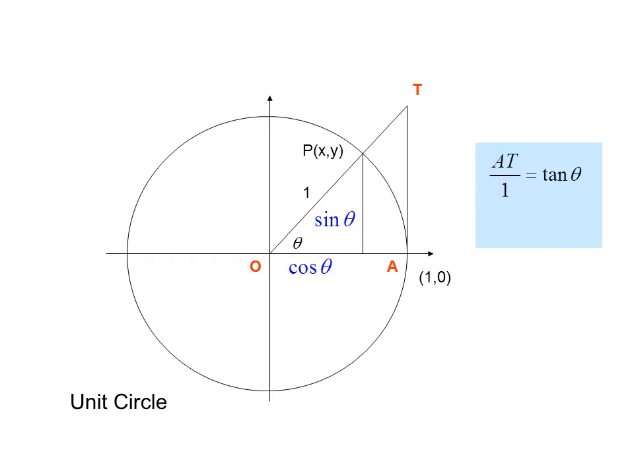AT, which is this side, divided by 1, which is this side, would be opposite over adjacent, so that's equal to tangent theta. So we can just say AT equals tangent theta. So the coordinate of T is (1, tangent theta).